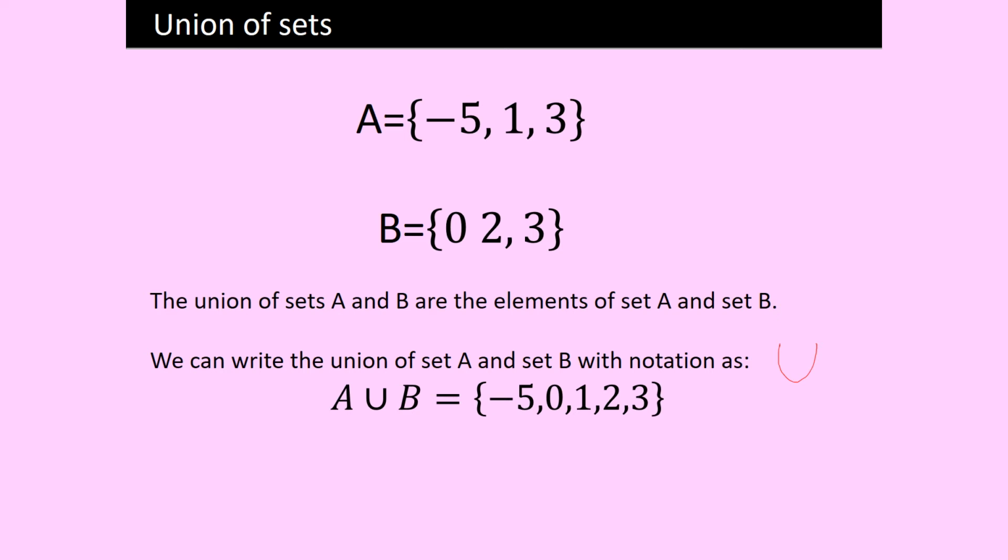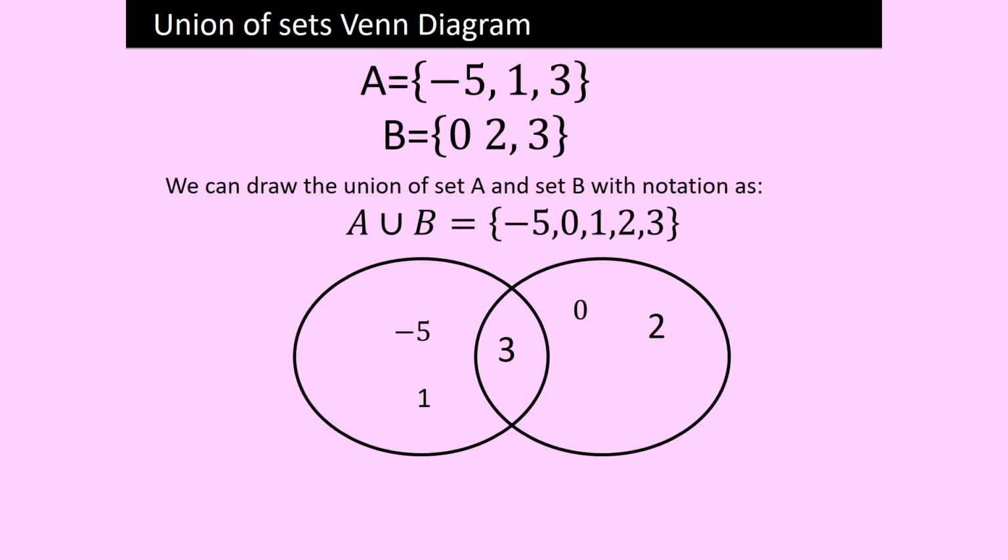So let's see what this looks like in a Venn diagram. So in our Venn diagram, we've got the elements of set A, minus 5, 1, and 3. And we've got the elements of set B, we've got 0, 2, and also 3. So the elements of A union B are all of the elements in the shaded region here. Everything in set A and in set B. Therefore, it's minus 5, 0, 1, 2, and 3.